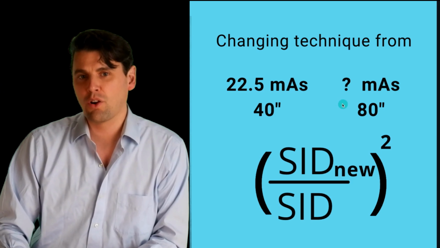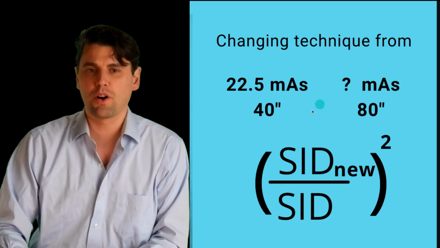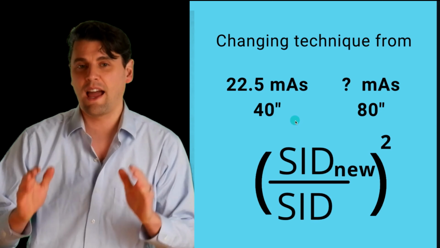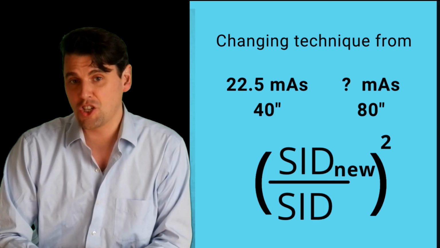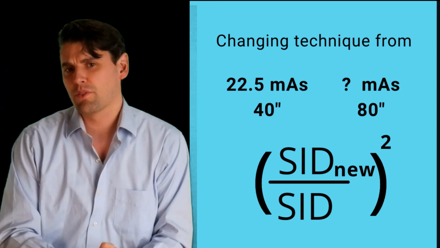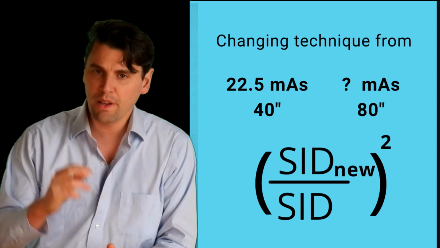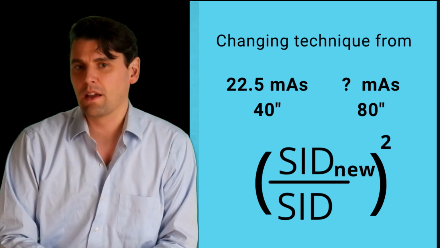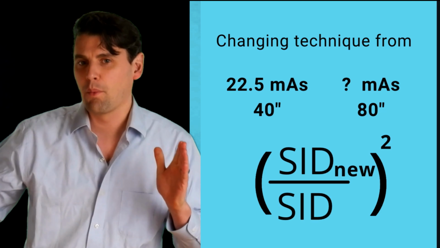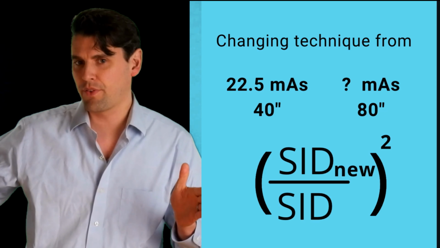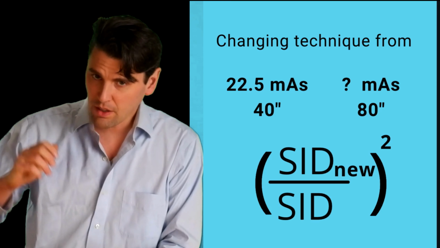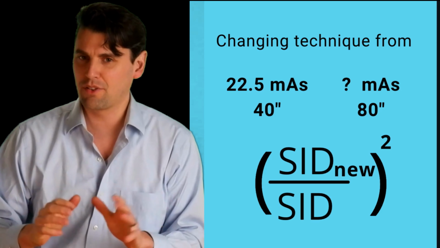So imagine your MAS was 22 1/4 and your distance was 40 inches. So the SID is 40 inches, and then we're going to change it to 80 inches. So we're moving much further away. So since we're moving further away, we need to think about, are we going to need to be increasing or decreasing the MAS? Because we need more X-rays hitting the detector because we're moving further away. So we are going to have to increase our MAS. So let's use that check when we're done to make sure we did it the right way.